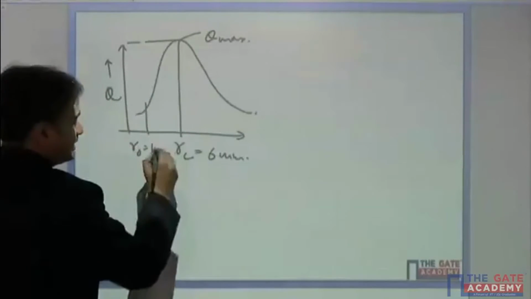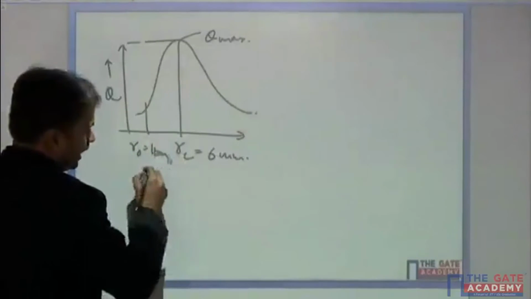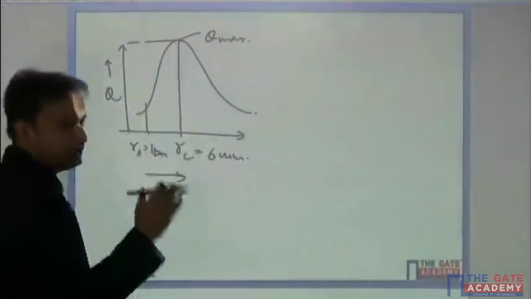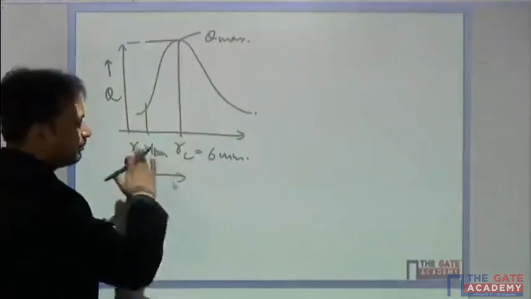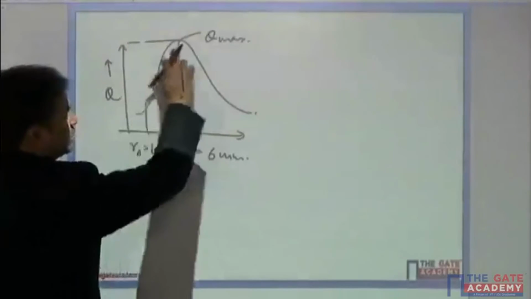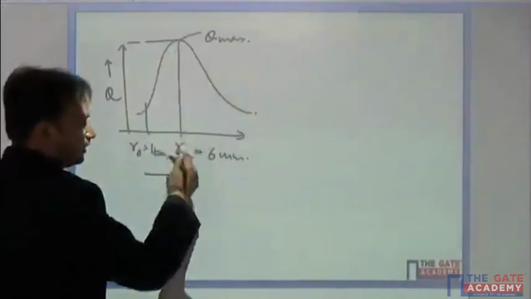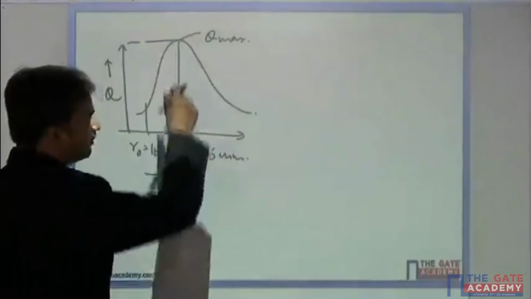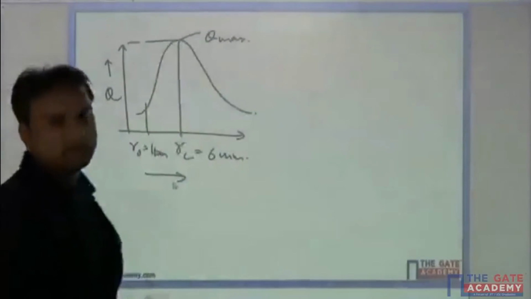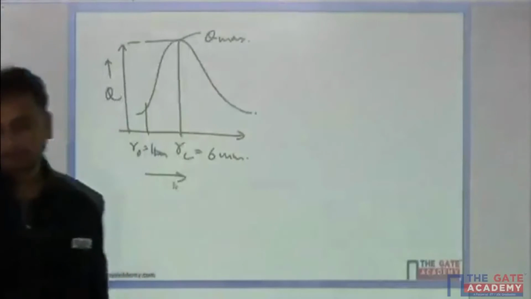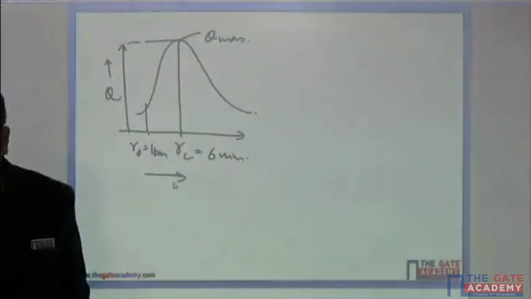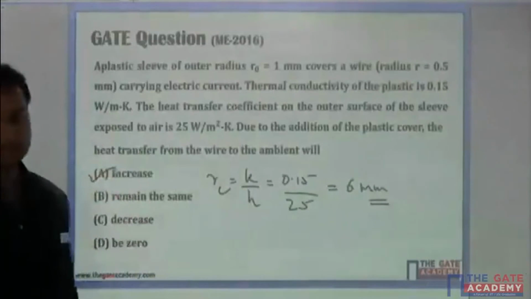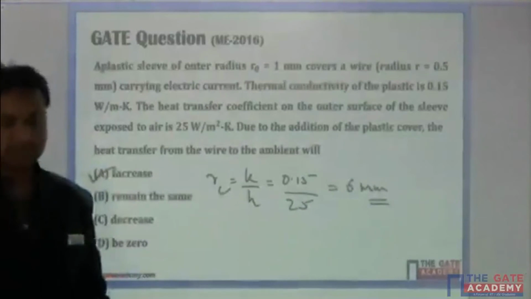So when you increase the thickness, what will happen? Since the present outer radius of 1 mm is smaller than 6 mm, Q will keep on increasing till Rc. But as soon as it crosses the limit of Rc, that is 6 mm, the heat transfer will drop down. It will sink. So the correct option should be: it will increase. Till Rc it will increase, but after Rc it will drop down.